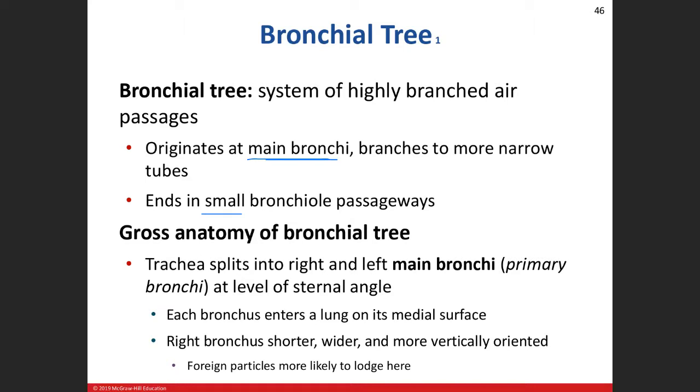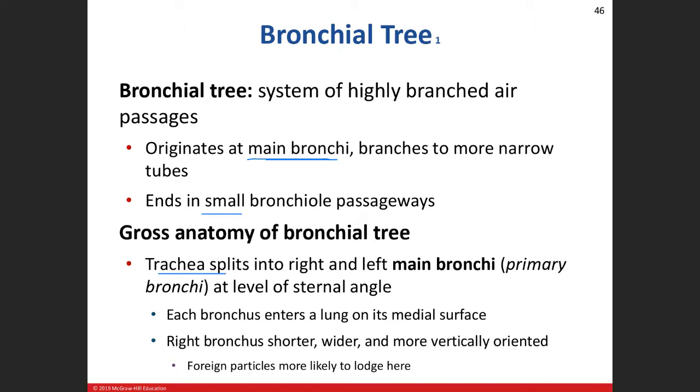We're going to work our way down until we get to the respiratory bronchioles. And those are the smallest pipes of our respiratory system, okay? And then at the end of the respiratory bronchioles, that's where we're going to see our alveoli, those clusters of grapes. That's where we're going to see the diffusion or the exchange of gases there, okay?